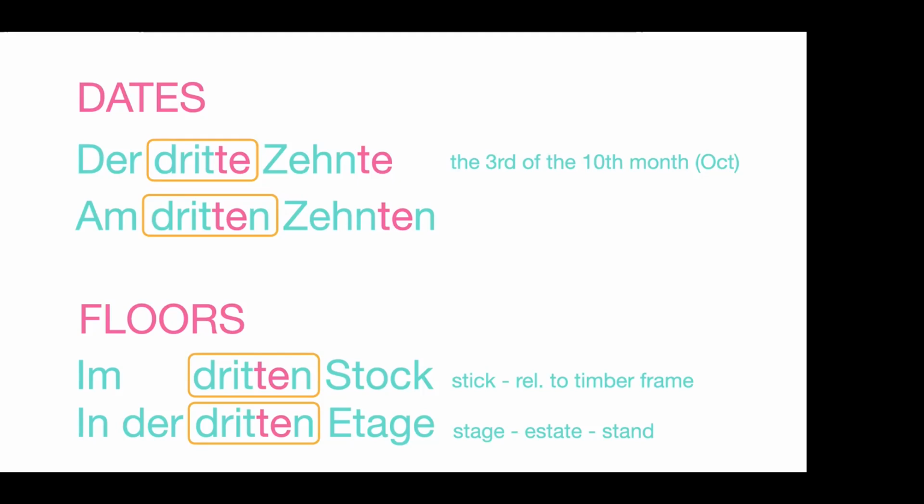Floors seem to be very important. People always like to ask, hey, what floor are you living on? Or if the Amazon deliverer person comes and says, hey, what floor are you on? They would ask you, in welchem Stock are you? Or in welcher Etage? So whether you use Stock or Etage for the floor of the house, that depends a little bit on where you're living or where you're coming from.